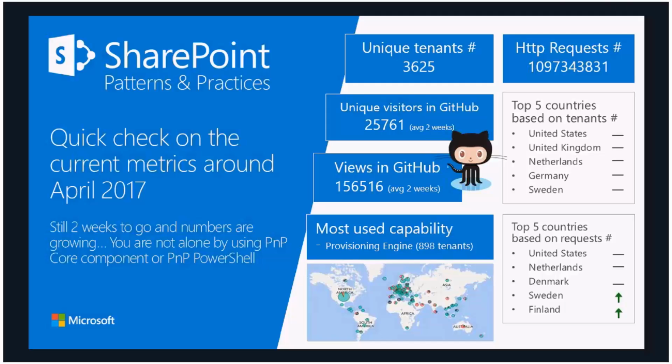On the HTTP requests, we just jumped above 1 billion HTTP requests going through the PnP Core component and the PowerShell yesterday, which is pretty much 2 weeks of numbers. So we're pretty close to hitting 2 billion HTTP requests going through the PnP Core and the PnP PowerShell for this month.